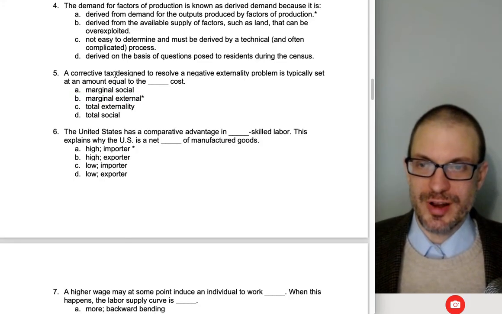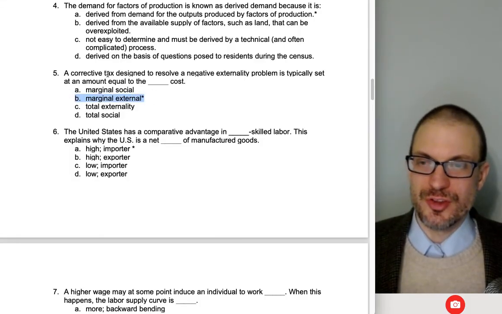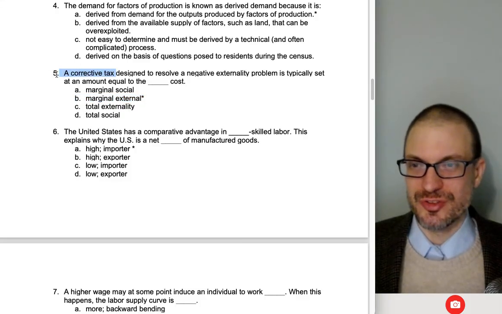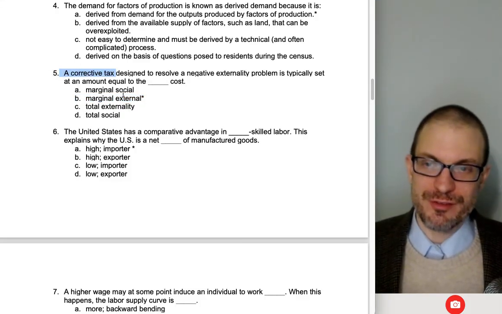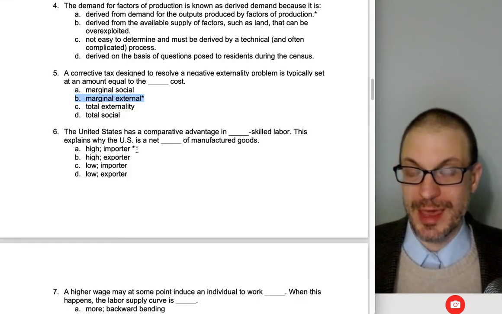However, if you set an optimal corrective tax equal to the size of the marginal external benefit, then a decision maker will pay attention to the price increase due to the tax and behave as if they're paying attention to the marginal external cost, paying attention to the externality.